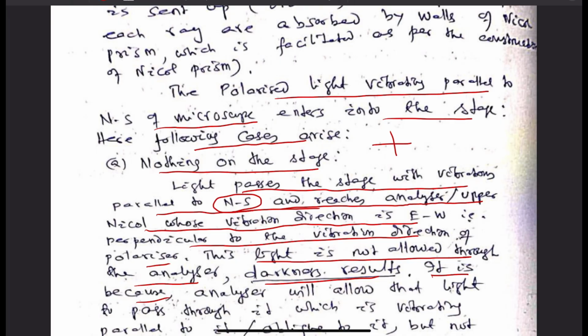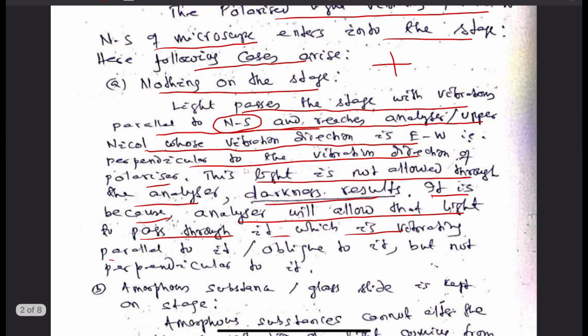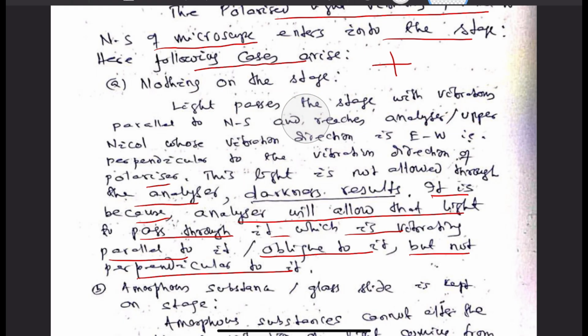It is because the analyzer will allow that light to pass through it which is vibrating parallel to it or oblique to it, but not perpendicular to it. Perpendicular vibrations will not be allowed. Oblique and parallel vibrations will be allowed to pass through. So this phenomenon is observed or verified by keeping nothing on the stage of the microscope. This is the first stage, before we go for identification of any mineral slide on the microscope.